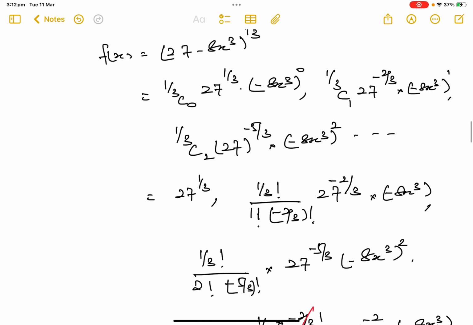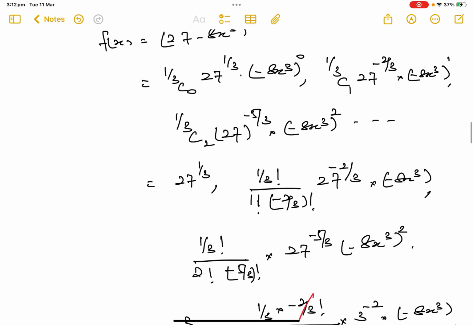And then the third term is (1/3 C 2), 27 to the power of minus 5/3, because minus 2/3 minus 1 is minus 5/3, then times (minus 8x³) to the power of 2. So those 3 terms we need to simplify.